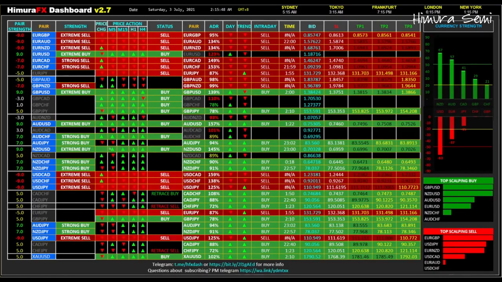Step number 4. Next we look at the status column. We need to ensure the status indicates buy. This is to ensure all time frames are moving in the same direction.